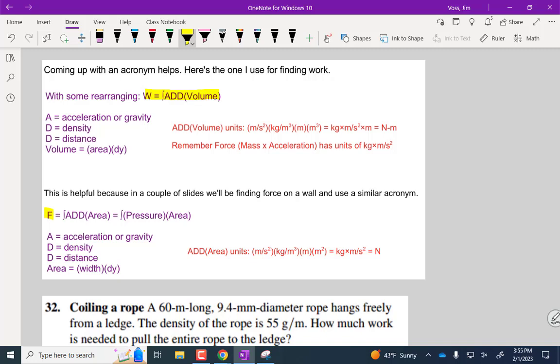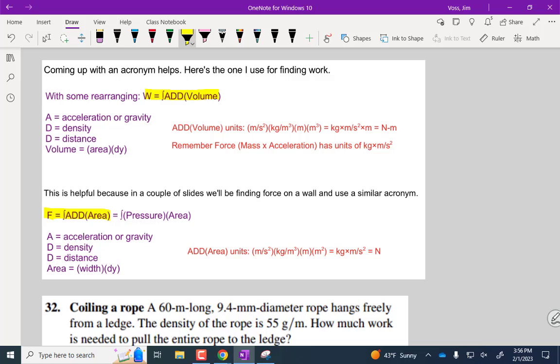Now let's just look at the difference here. So force is going to be, I'm going to use ADA, acceleration, density, area. Notice that there's just one dimension difference between the two. And we know that work is force times distance. So there's work, there's force. If we were to multiply by one more dimension of meters, then the area becomes volume, and we'd have force times distance equals work. So the units are all going to line up properly, and we'll talk about this one when we get to it. So this is pretty easy to memorize. ADD, however you want to remember ADD.